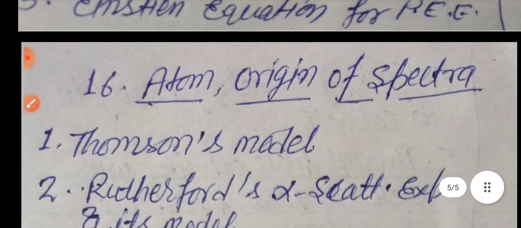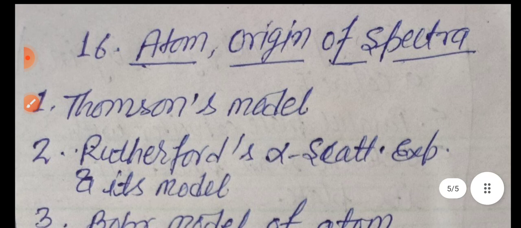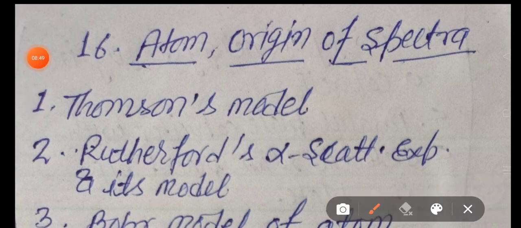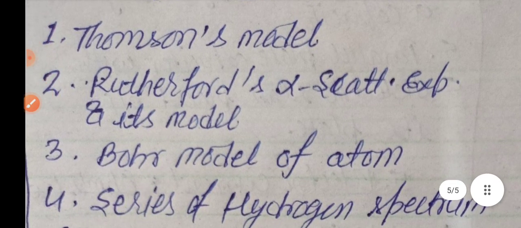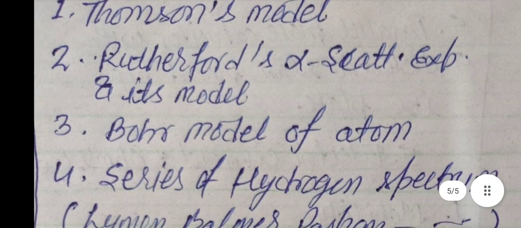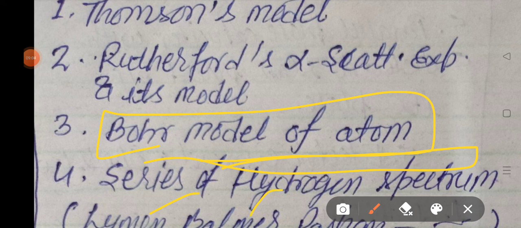Next topic is atoms, origin of spectra, Thomson model, Rutherford alpha scattering experiment and its model, and third, Bohr model of atoms. Most important points of this chapter are Bohr model of atom and series of hydrogen spectra: Lyman, Balmer, Paschen, Brackett, Pfund.